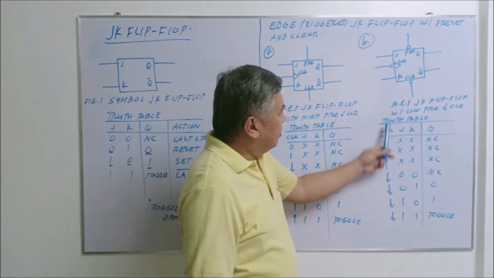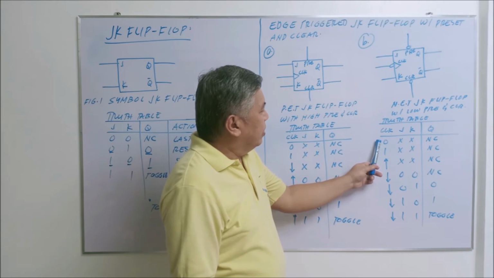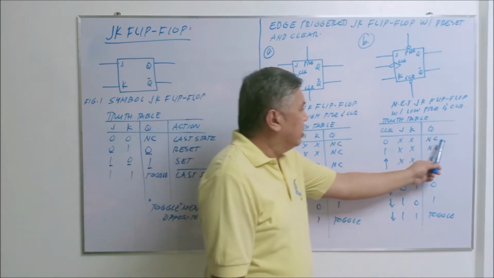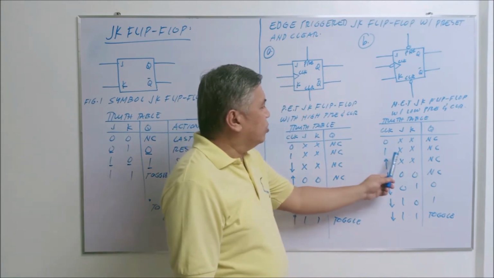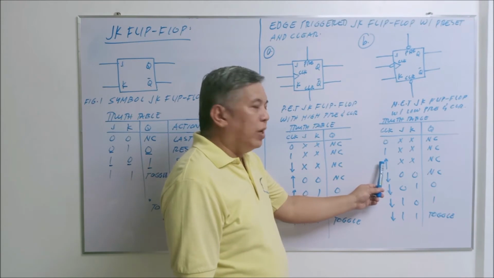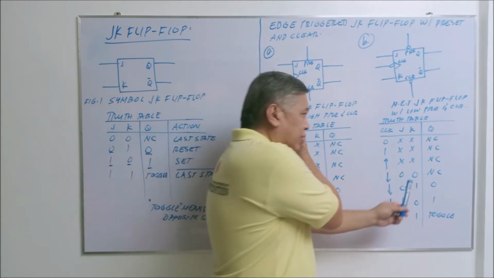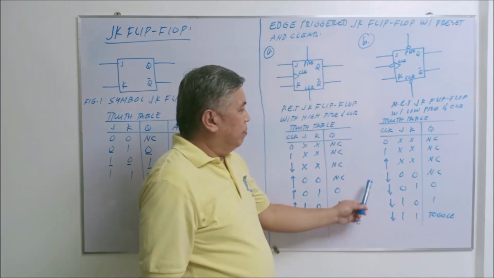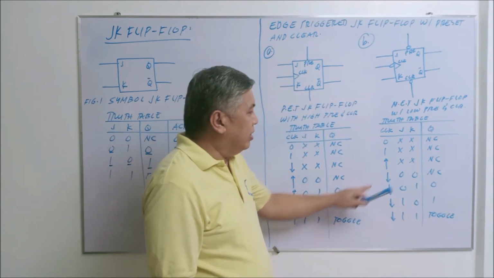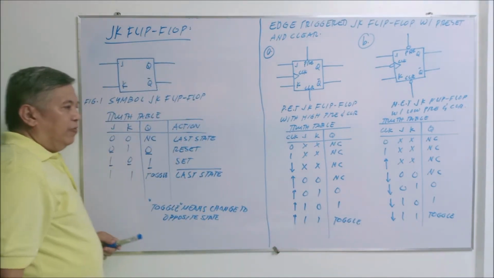Again, this is our truth table. If the clock is 0, regardless of the value of your JK, the output is no change. Clock is 1, regardless of the value of JK, no change. Clock is positive edge triggered, regardless of the value of your JK, no change in the output. But if there is negative edge triggering of the clock, then again, this particular table here will be applied.